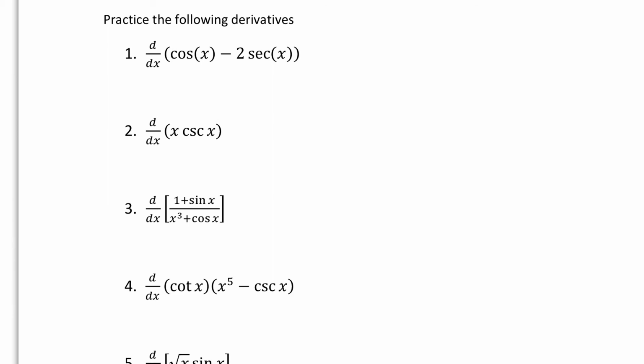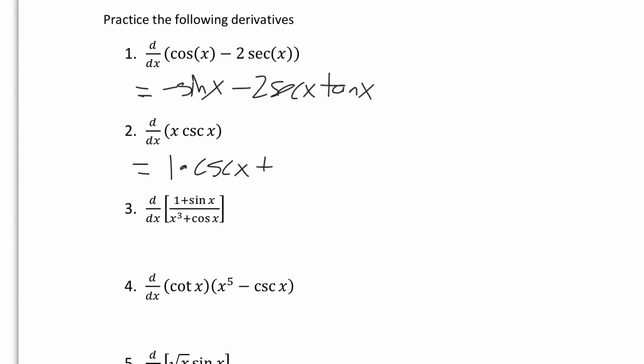All right, so we have the derivative of cos x minus 2 secant x. So this will be equal to negative sine x minus 2 secant x tan x. X cosecant x, well, that will be equal to derivative of the first one and then leave the second alone, plus leave the first one alone, derivative of the second. Make sure you put brackets around that because you can't have a multiplication and a negative side by side.